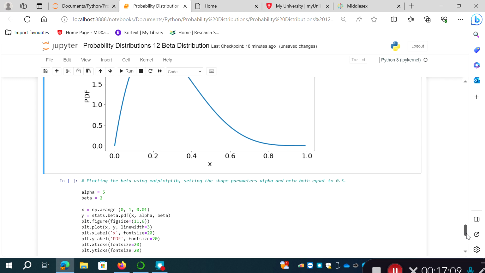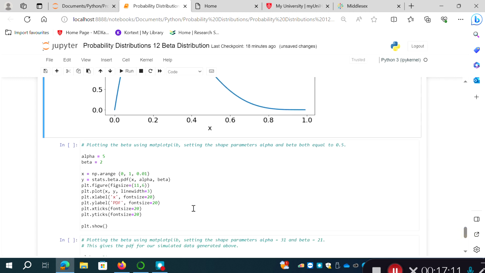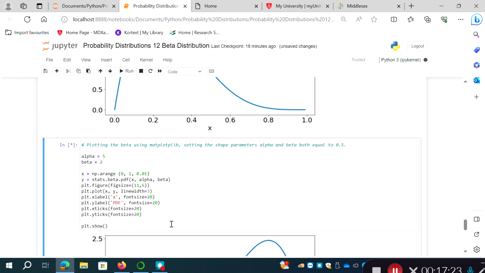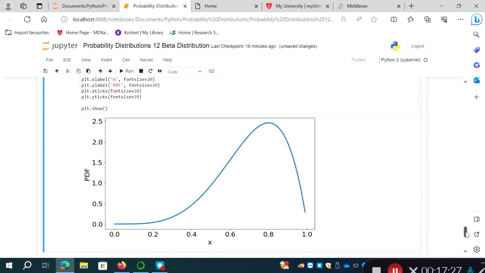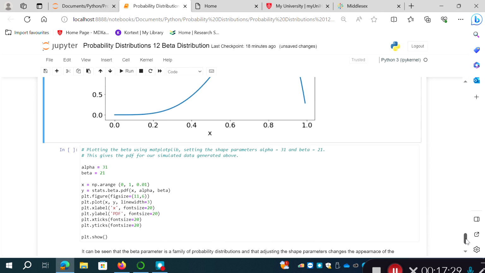And if we reverse that now and make alpha 5 and beta 2, what we should see is this will flip. We'll have a similar shape, but the higher probabilities will be at the opposite end of the scale in this case. And there we see we get the same sort of shape but negatively skewed.